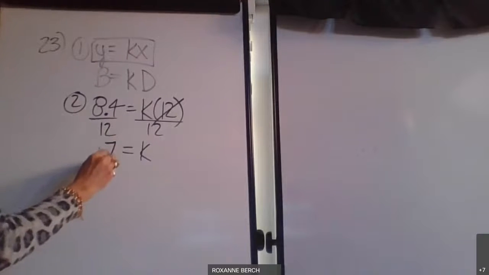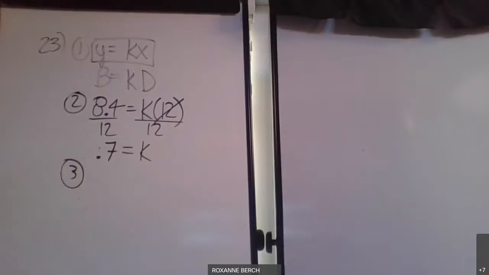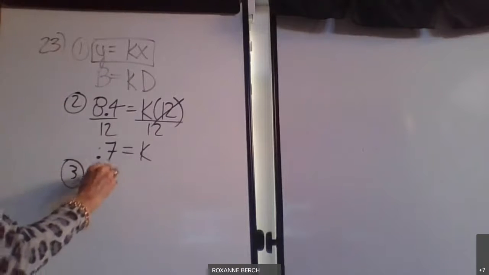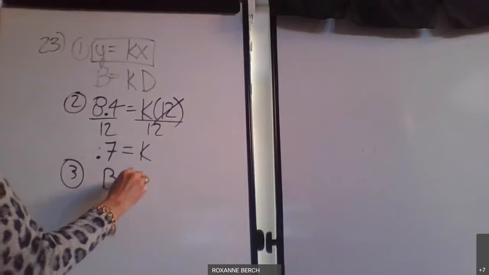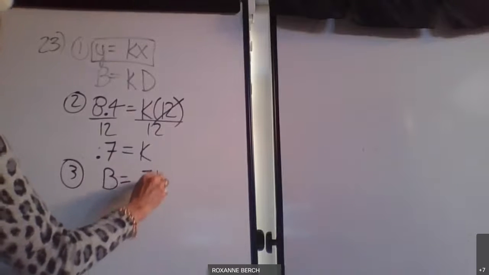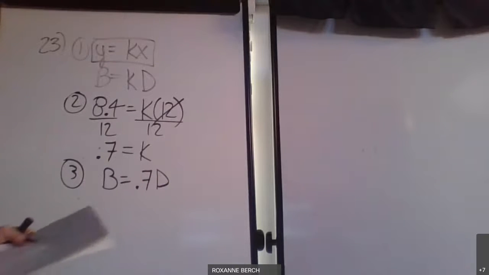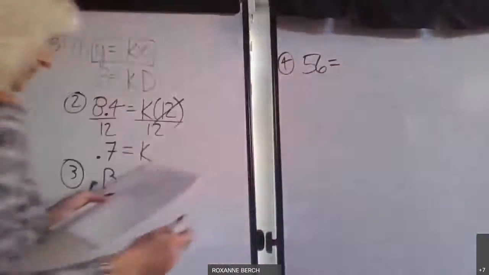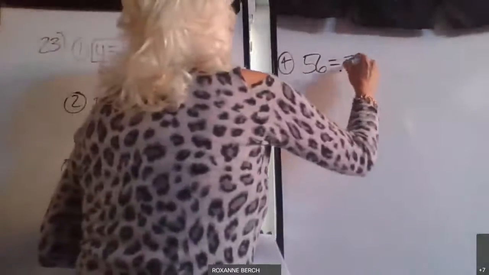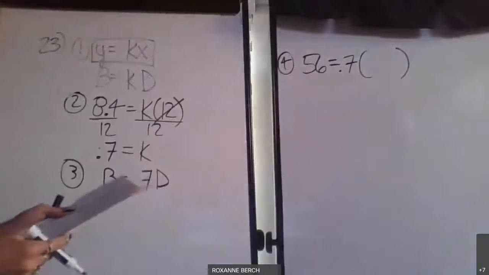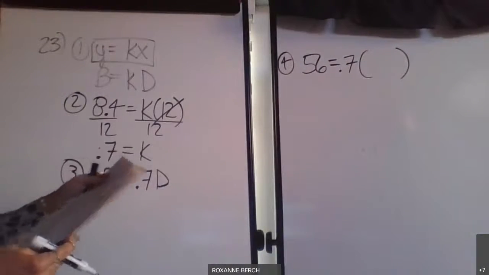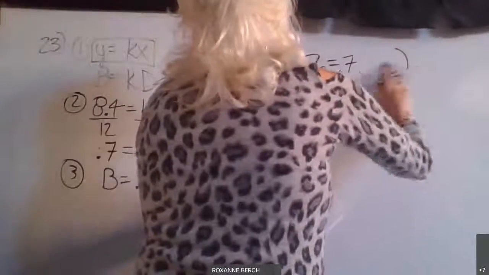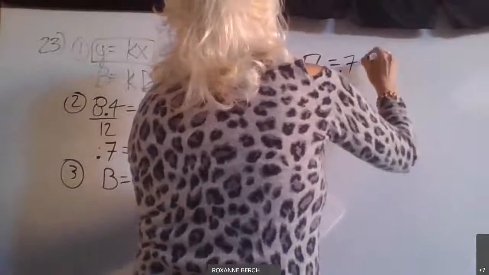0.7. Yes. All right, so now that I found the constant of variation, I'm going to write my problem. So my formula now is B is equal to 0.7D, and now I'm going to find what they want. So what they want is my B being 56, my constant of variation is 0.7, and my D is what we're trying to solve, right? Yeah, D is our variable.